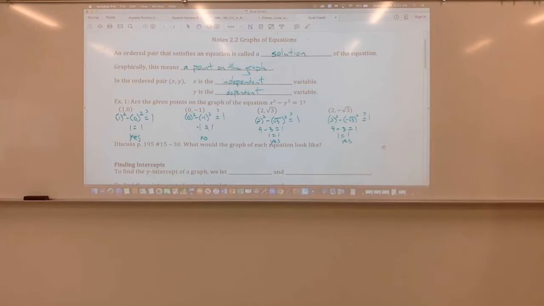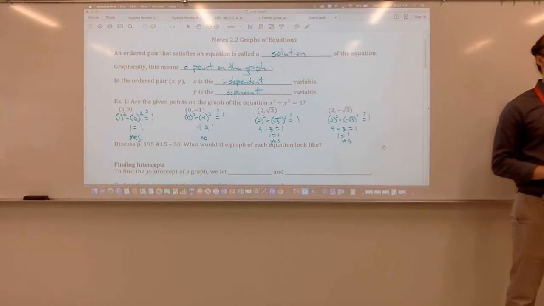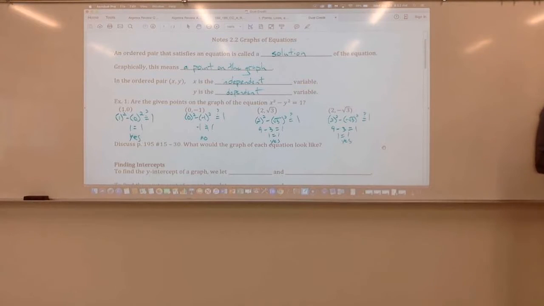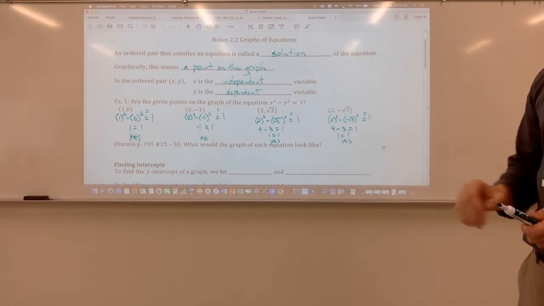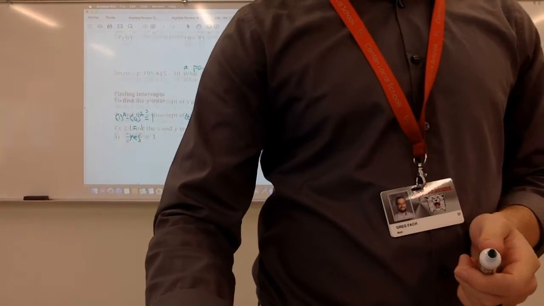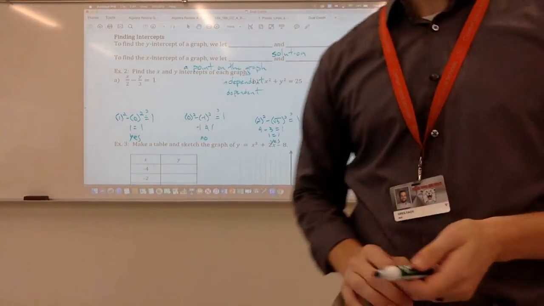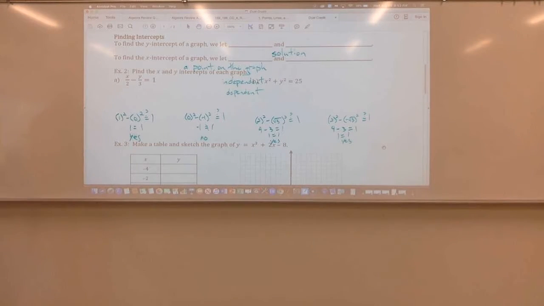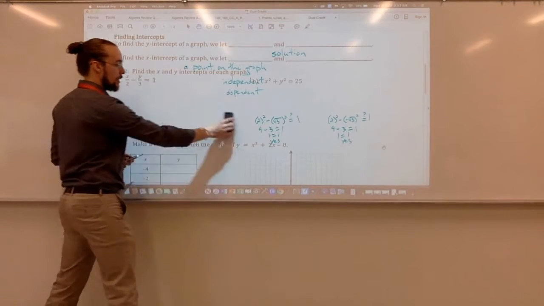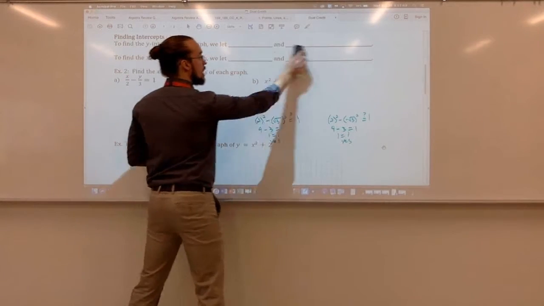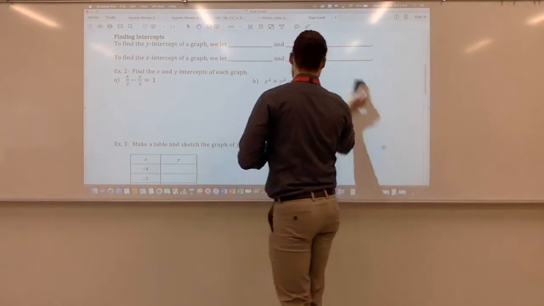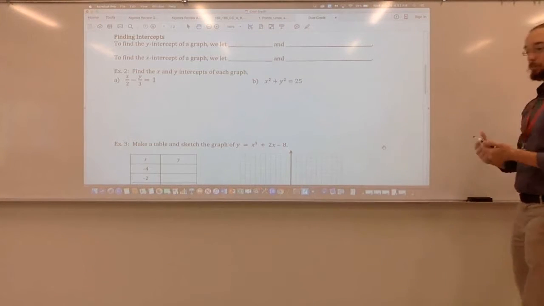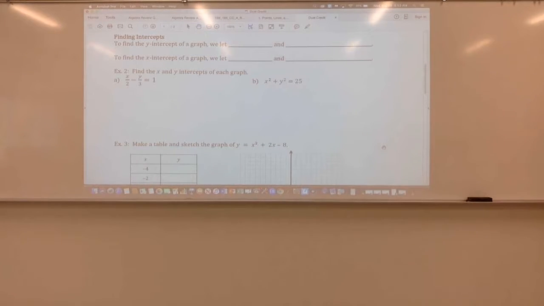All right, did we get yes, no, yes, yes? Okay. Feel okay with checking to see if a point is on a graph? All right. So we're going to skip this discuss part here and talk about finding intercepts. Finding intercepts is one of the more important things that we can do with an equation. It has lots of different applications, and that's what we practice doing a lot. Finding solutions is finding intercepts of an equation.